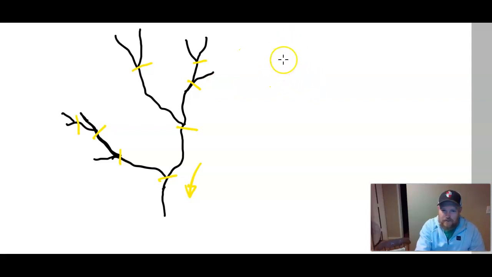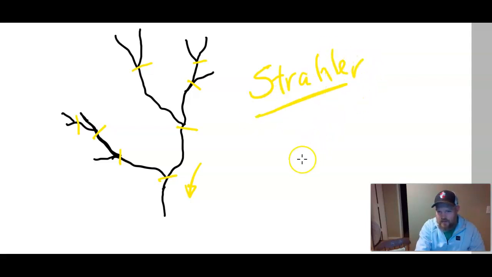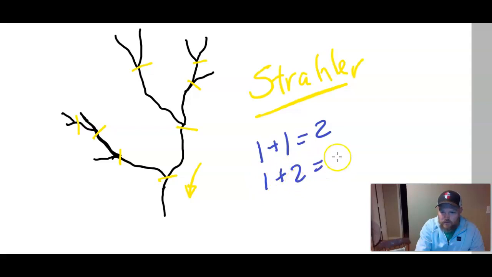The theory that we use to order these is called the Strahler-Horton method, but we're just going to call it the Strahler method. Here's how it works. It's pretty simple and straightforward. It goes like this: 1 plus 1 equals 2. 1 plus 2 equals 2.